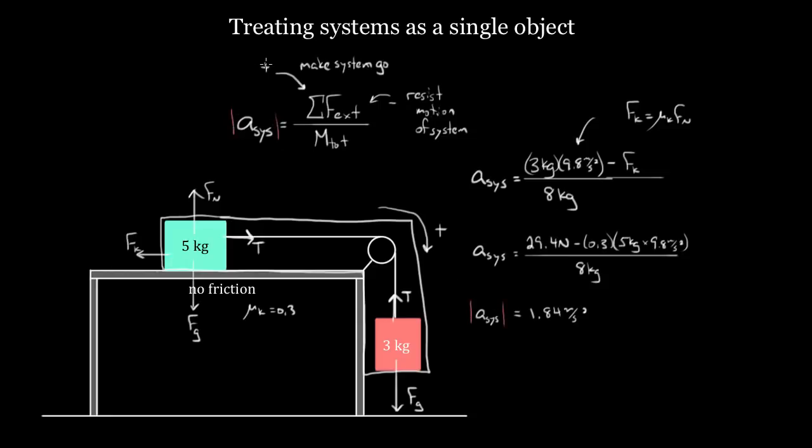If I'm playing this game where positive forces are ones that make it go, and negative forces are ones that resist motion, external forces that is, I'm just getting the magnitude of the acceleration. Individual boxes will have that magnitude of the acceleration, but they may have positive or negative accelerations. In other words, this 5 kilogram mass accelerating to the right is going to have a positive acceleration, positive 1.84. And the acceleration of the 3 kilogram mass, since it's accelerating downward, will be negative 1.84 meters per second squared.